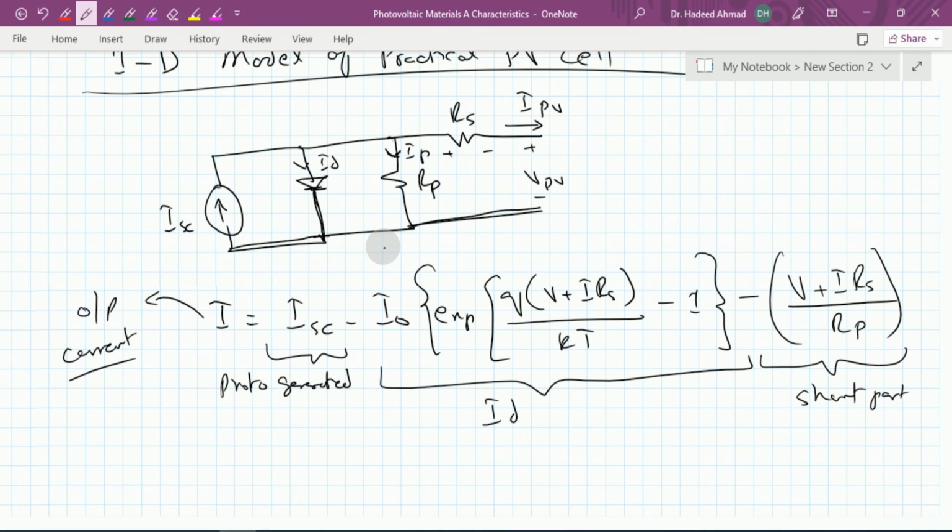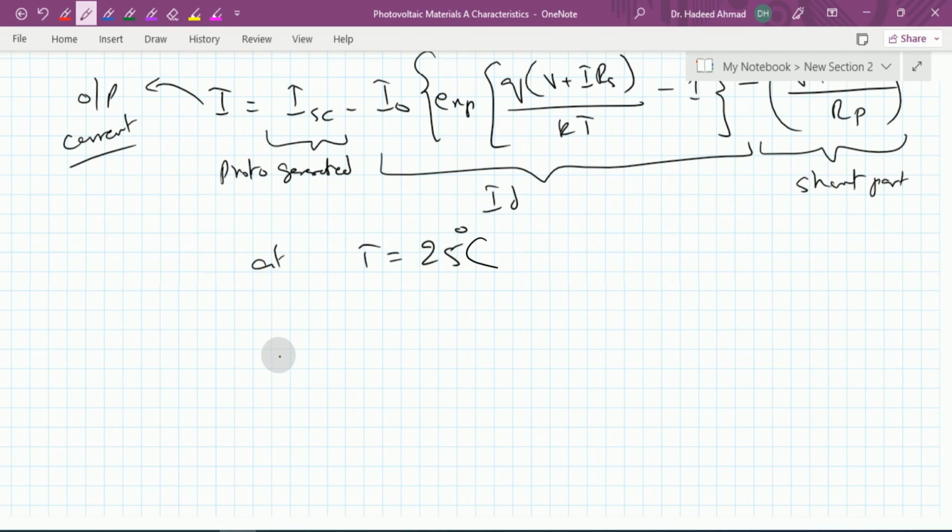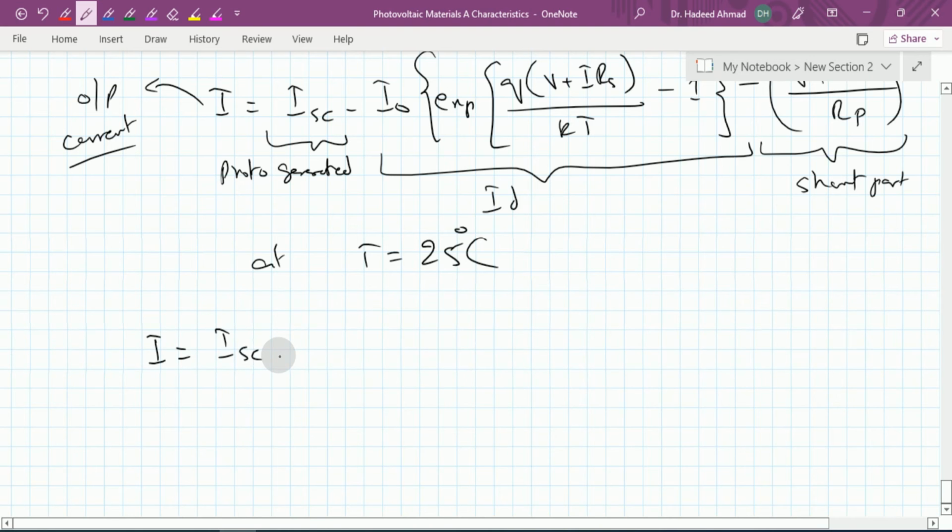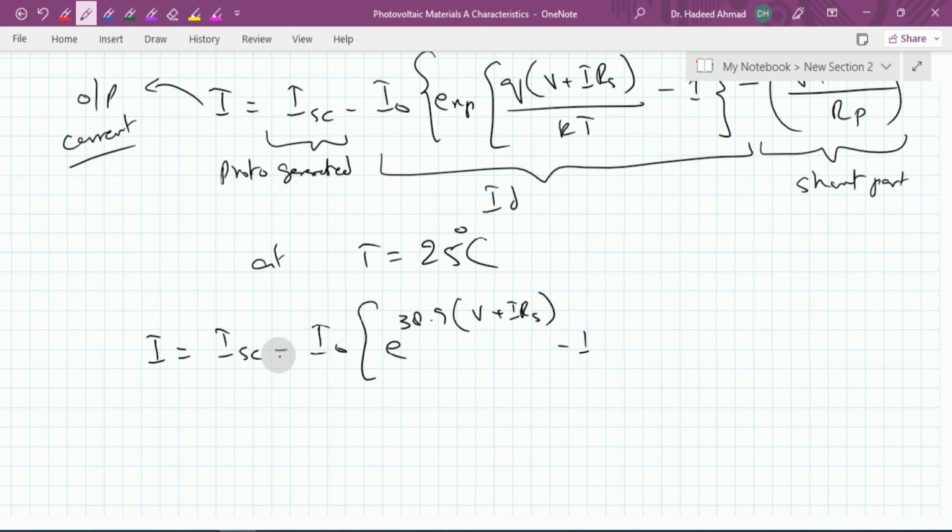Now this particular equation contains some information which is of our interest, and we will try to see how we can use it to assess the performance of a given PV cell at T equal to 25 degrees centigrade, which is again the cell temperature. This I becomes equal to ISC minus I naught e raised to the power 38.9 into V plus IRs, minus 1, minus 1 over Rp into V plus IRs.